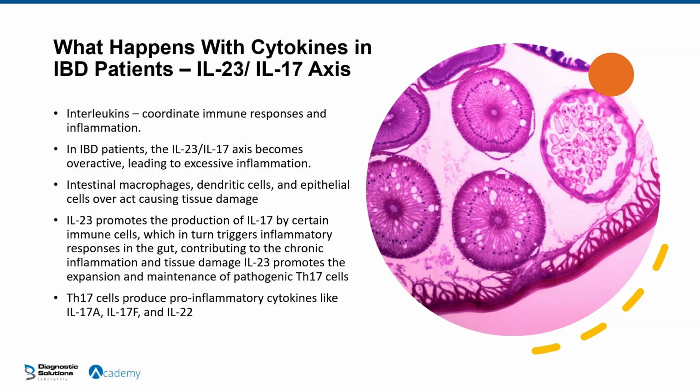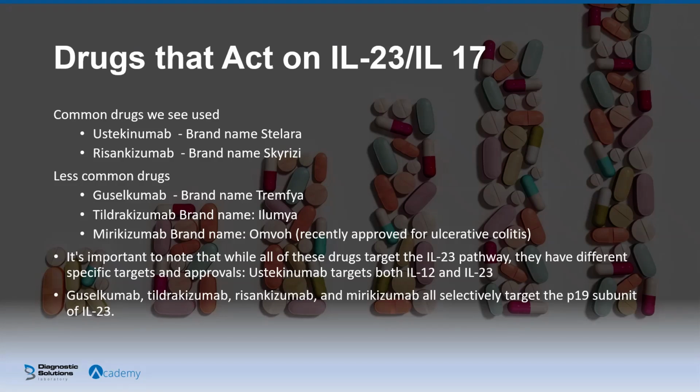And then interleukin 23 will promote the production of interleukin 17 by the immune system, and that will trigger inflammatory responses in the GI tract that can contribute to the chronic inflammation and tissue damage that we see, and it will promote a Th17 or autoimmune-like response. Th17 cells produce pro-inflammatory cytokines like interleukin 17A, interleukin 17F, and interleukin 22.